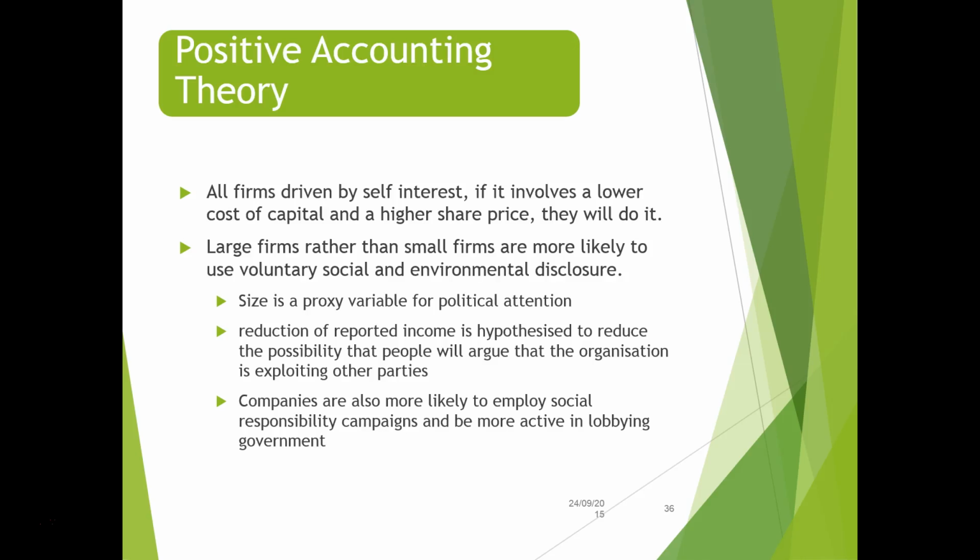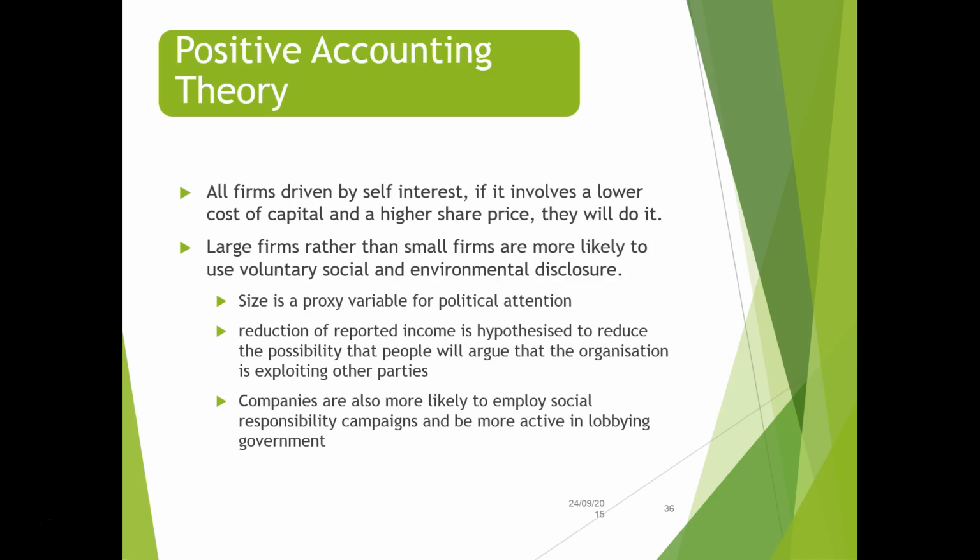Positive accounting theory. This one directly aligns with positive accounting theory, which you studied earlier, not PAT in capital letters, but positive accounting theory as a concept. All firms are driven by self-interest. If it involves a lower cost of capital and a higher share price, they will do it. Large firms rather than small firms are more likely to use voluntary social and environmental disclosure. Size is a proxy variable for political attention. What does that mean? If you're big, people look at you. Okay? If you're a big organisation, a big company, you're likely to get a lot of political attention.